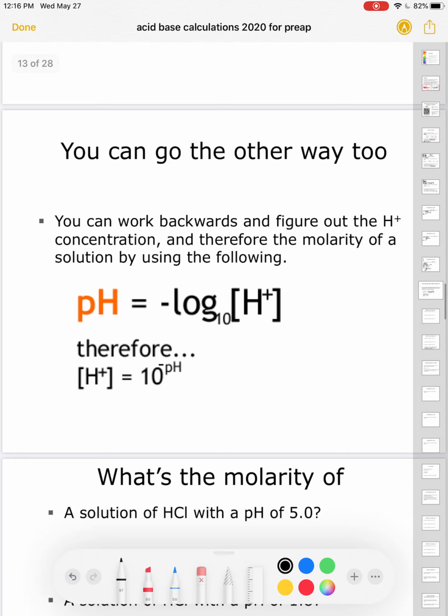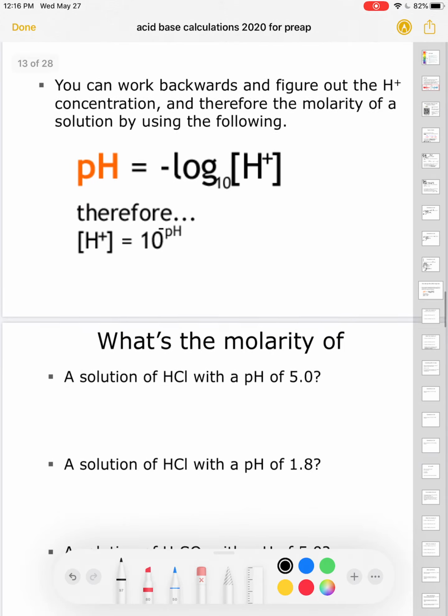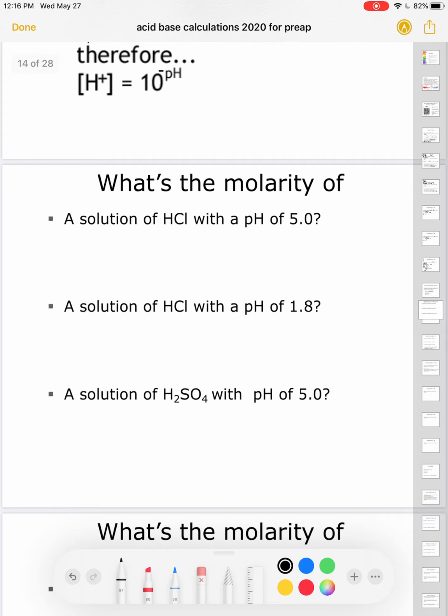I can go the other way. Yep, that's true. So since the pH is the negative log of the H plus or hydronium concentration, you can solve for the H plus concentration. And therefore, you can then also solve for the concentration of your original acid. Okay. So if we have hydrochloric acid, you really need to be paying attention to whether or not the acid you're talking about is mono, di, or triprotic.